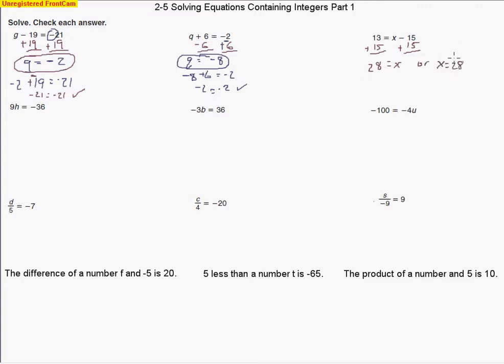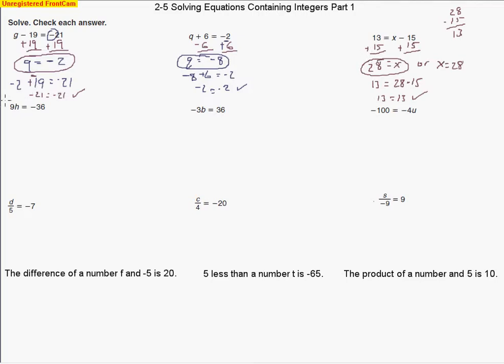Now let's see if it's right. Let's take the 28, put it in for x. So 13 equals 28 minus 15. Well, when I do that subtraction, 28 minus 15, I do get 8 minus 5 is 3, 2 minus 1 is 1, so 13. So when the two numbers agree, that means yes, it is the right answer. Let's take a look at our next one.